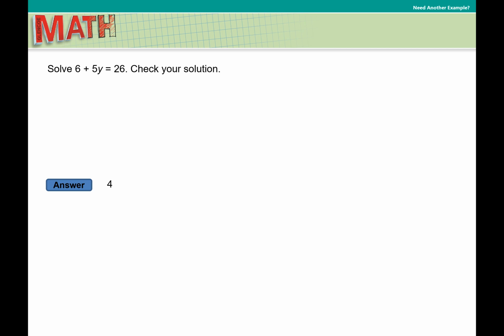Should have gotten an answer of 4. Okay, a little bit trickier. Right now we've got 6 plus 5y equals 26. Right now we've got a positive 6 here, so in order to get rid of a positive number, we gotta subtract that same number. What we do to that side, we're gonna do to this side. So now we have 5y equals 20.